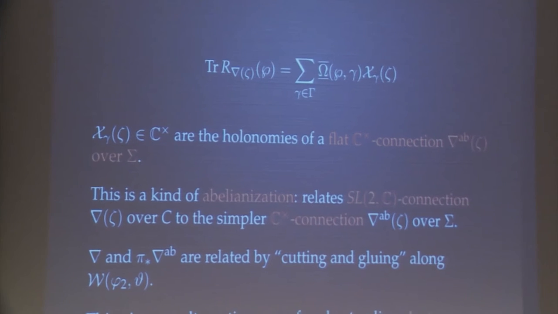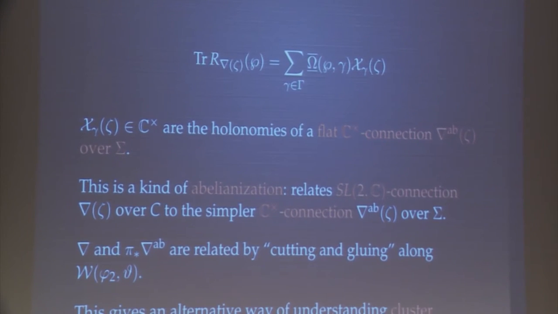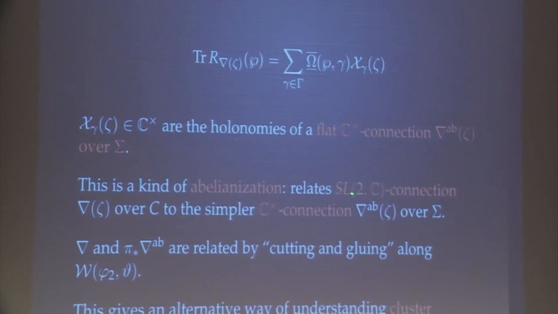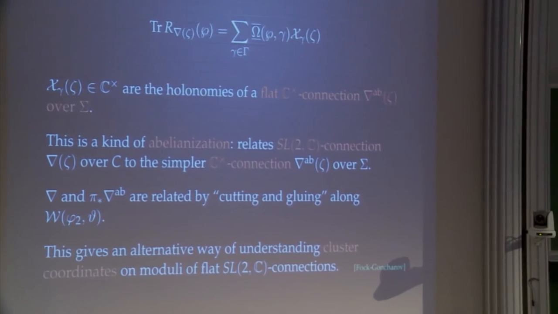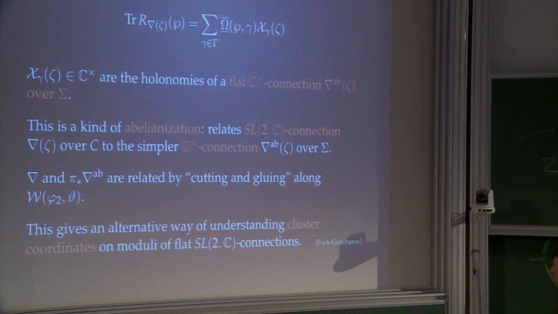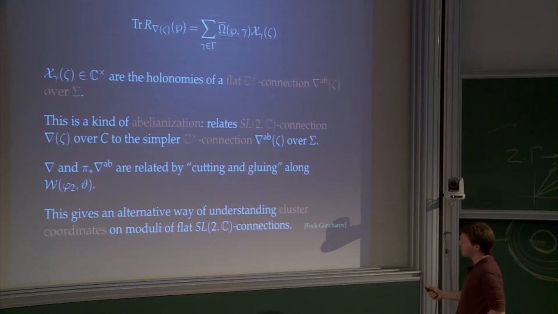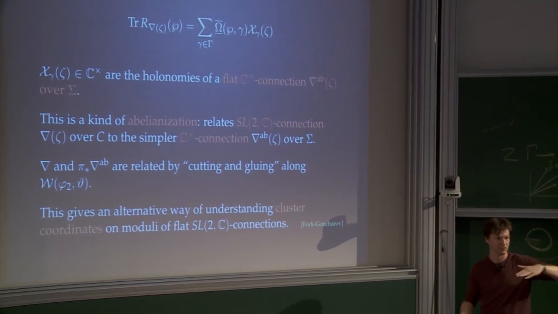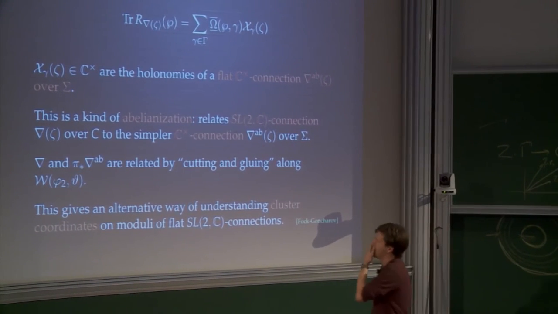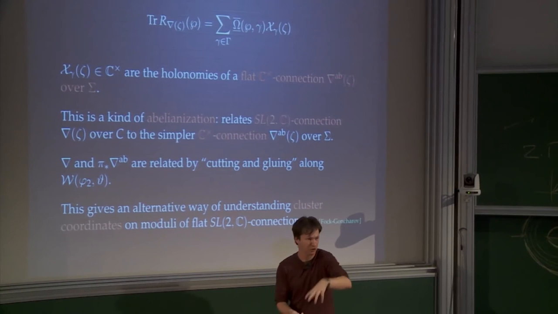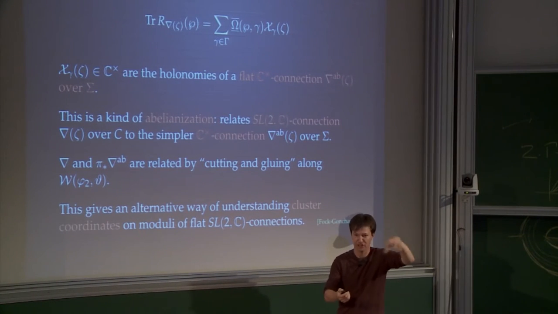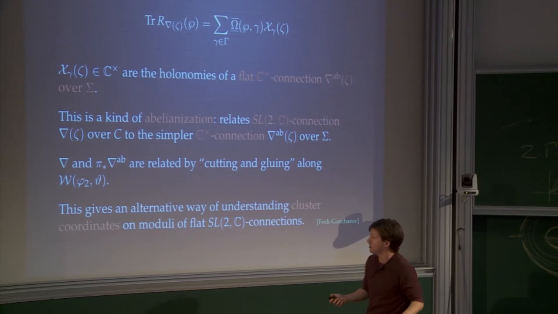So the slogan for this is that it's kind of abelianization. You're interested in studying SL2C connections over the curve, and you relate them to something simpler. You relate them to C star connections over this covering. Now, of course, it's not literally like push forward. It's not like you have a diagonal connection and you push it forward. That would give you something diagonal downstairs.